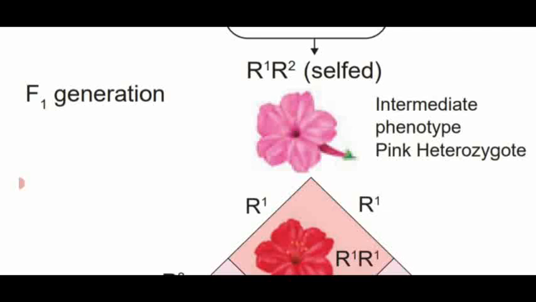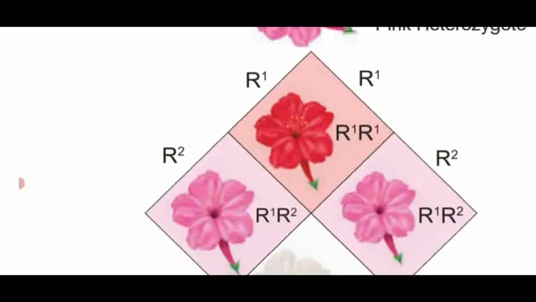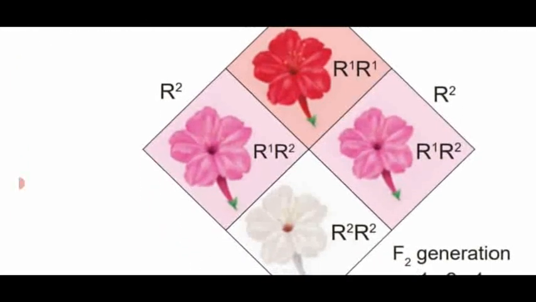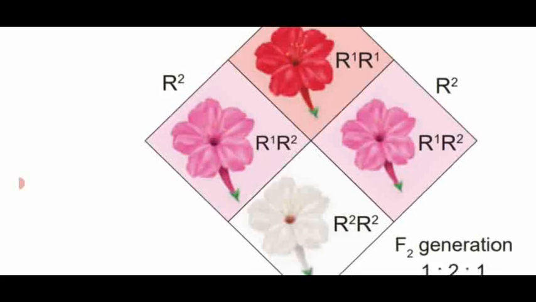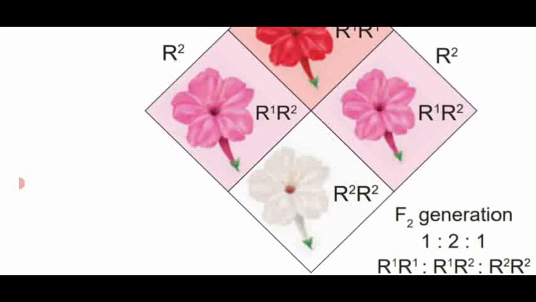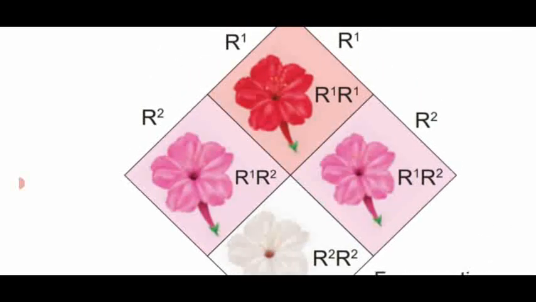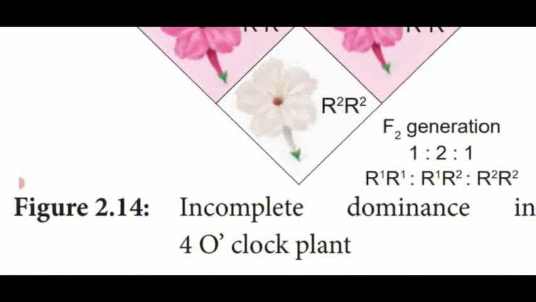The F1 hybrid is selfed. We get in the F2 generation all the characters: one dominant parental character, one recessive parental character, and the remaining two showing the intermediate pink color, which contains both the alleles present in the different plants. That is said to be incomplete dominance.